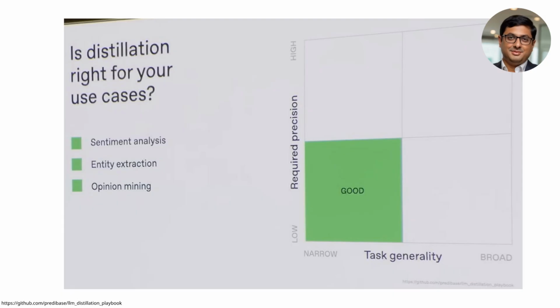Here's a simple framework to help decide if distillation is appropriate for your use case. This 2x2 matrix plots required precision on the vertical axis and task generality on the horizontal axis. The green area in the bottom left highlights where distillation works best: tasks with low precision requirements and a narrow domain. Examples include sentiment analysis, entity extraction, and opinion mining. Distilled models are well suited for these tasks, delivering cost-effective performance without the need for extremely high accuracy or broad generalization.